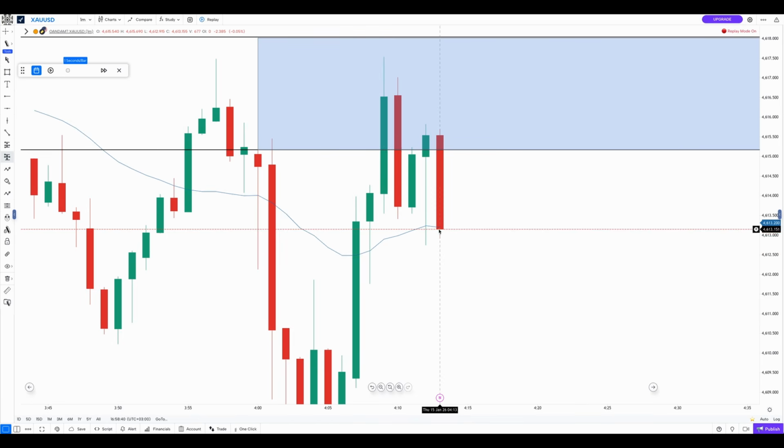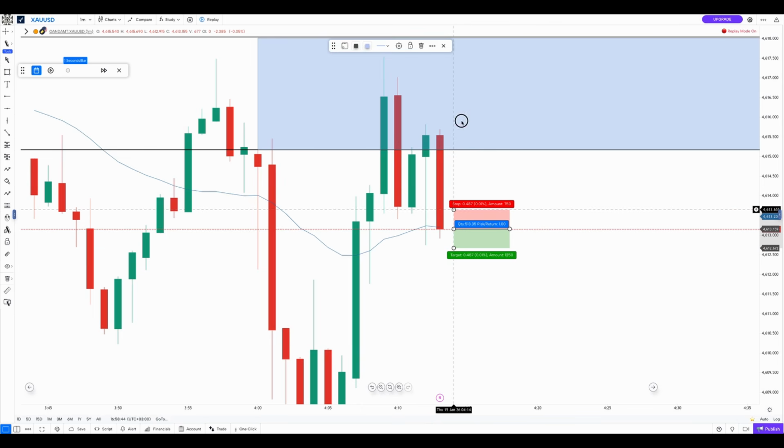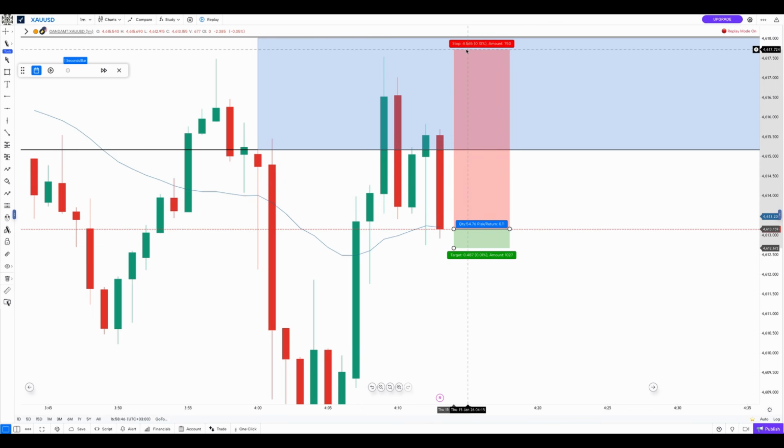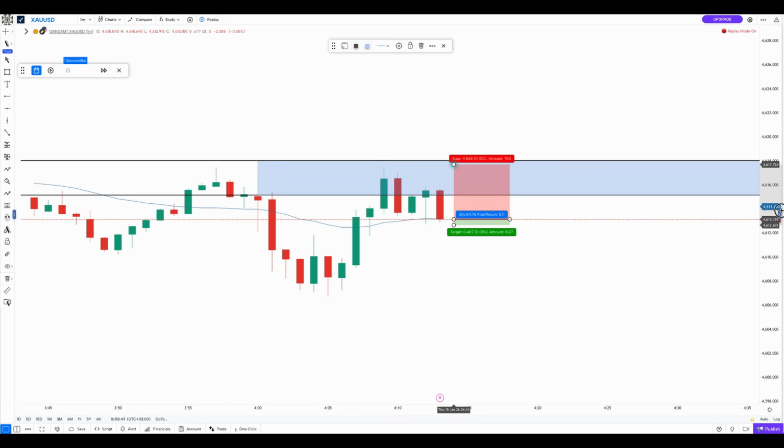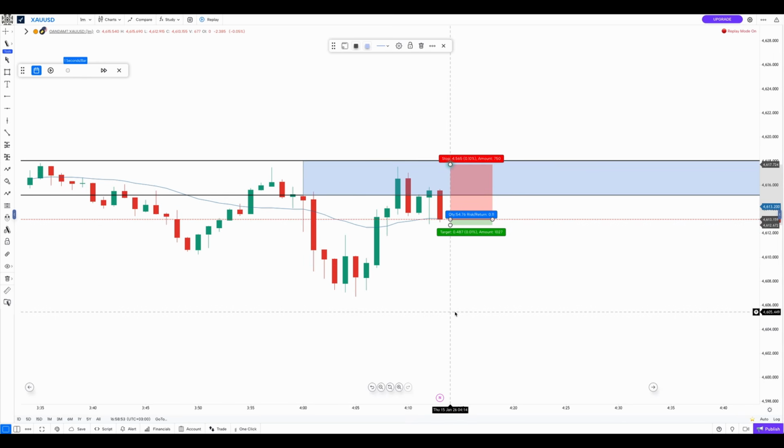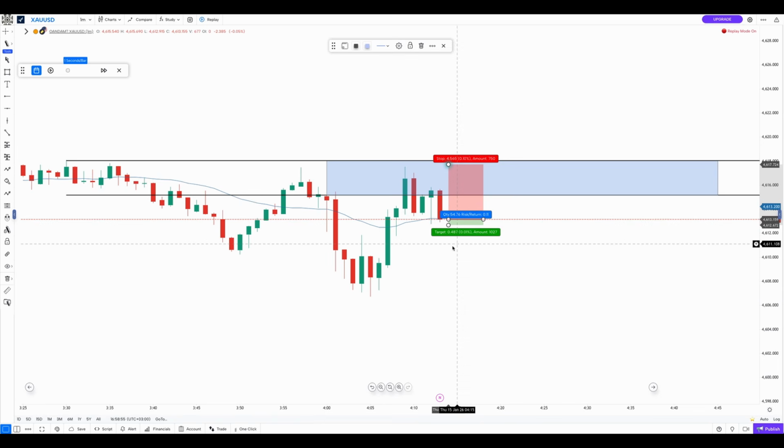So I'll put my entry right here, can put a pending order here, and then use those most recent highs as your stop loss right there. Remember guys, this is not financial advice. This is just a way that I trade. Okay, just take this as information that can help you with your technical analysis, but not financial advice.